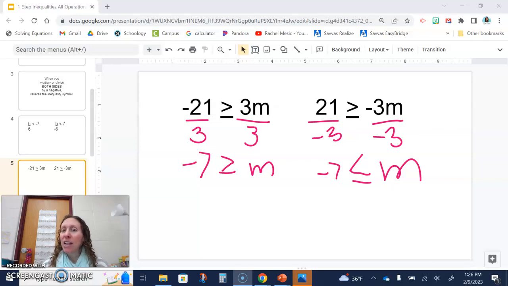Then remember, if it's underlined, it would be a closed circle. And then if it's not, it's an open circle. And then less than is to the left, greater than is to the right.